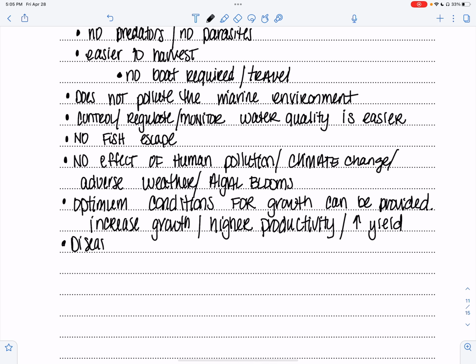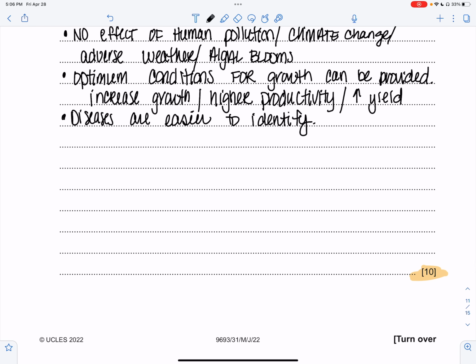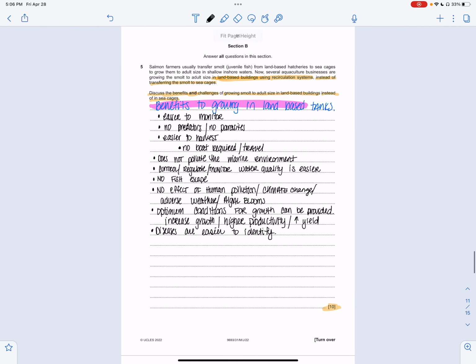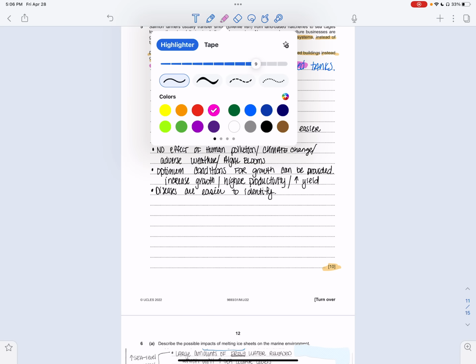And like I mentioned before, diseases are easier to identify. You can have lighting on whenever you want, so you will be able to see the health of the fish. Maybe you have tanks where you can see through the sides, and you'll be able to identify sicker fish than if they were in an open sea cage system. If you need any chemicals, there's no effect to the environment. And now we're on to the challenges, and so you can see these have a lot of marks that can go with them.